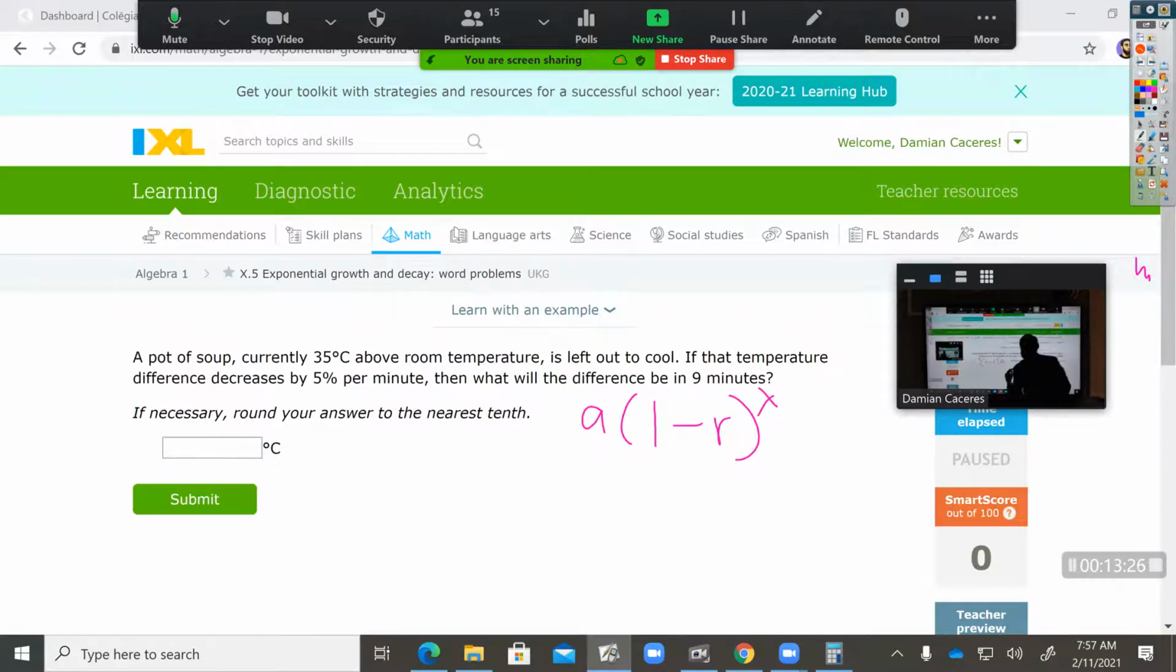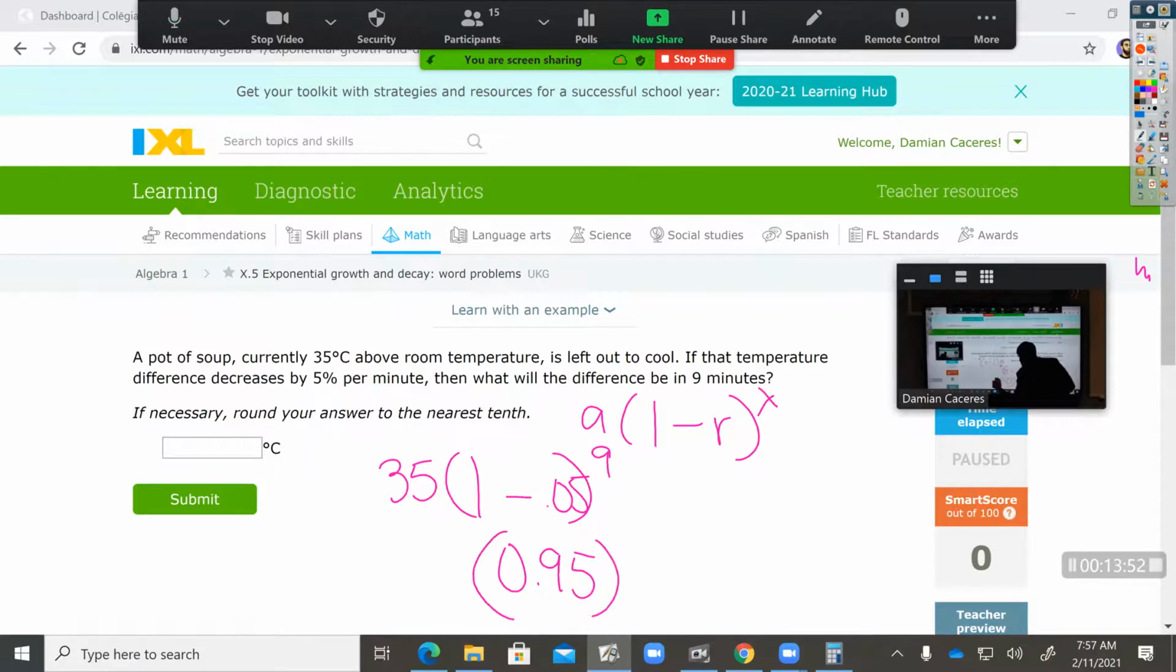So starting point here is 35 degrees. It's going to be 1 minus the percentage because it's a decay. The percentage is 0.05. And the exponent is 9 because 9 minutes is time. Now 1 minus 0.05 is 0.95. Now you're ready to plug it into the calculator.